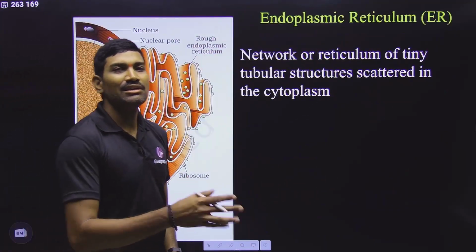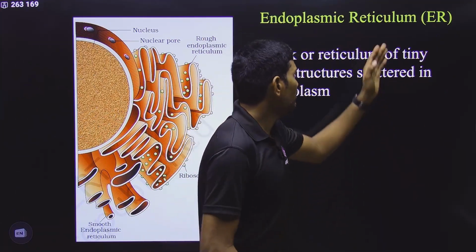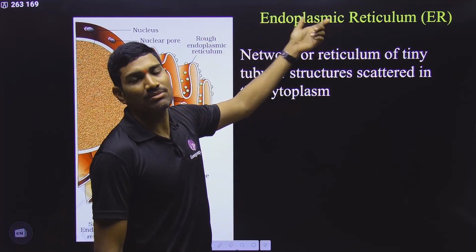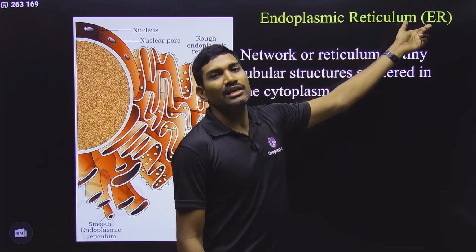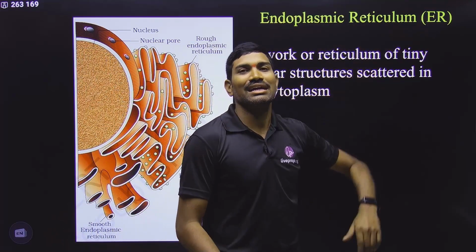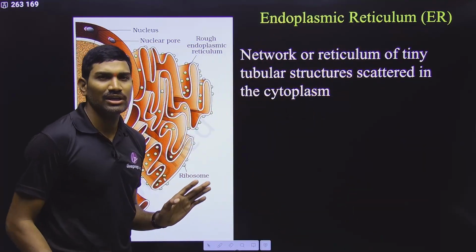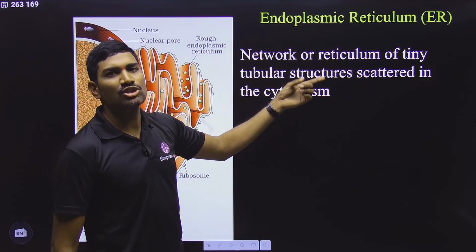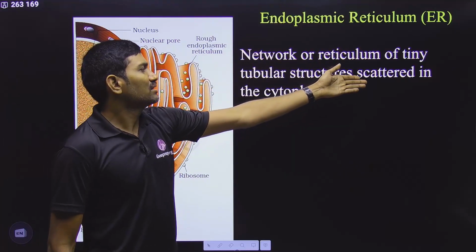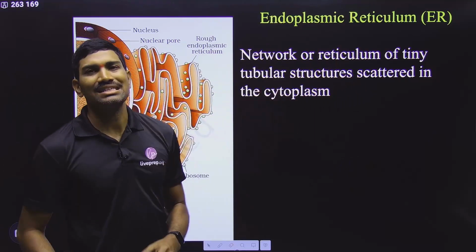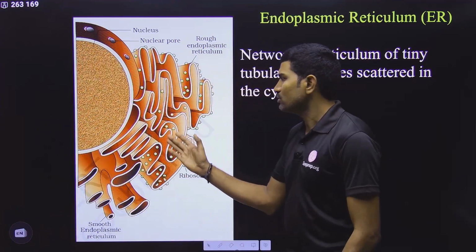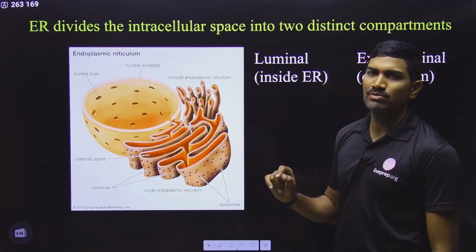Next we will talk about individual organelles, and first we will focus on the endoplasmic reticulum. Endo means inside, plasmic means cytoplasm, and reticulum means network. Inside the cytoplasm, network-like organelles are present. That is the endoplasmic reticulum. Simply, it is a network of tiny tubular structures that are scattered and distributed in the cytoplasm. This is how they are present, and it is called the endoplasmic reticulum.